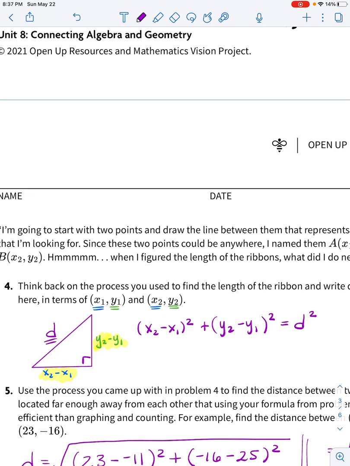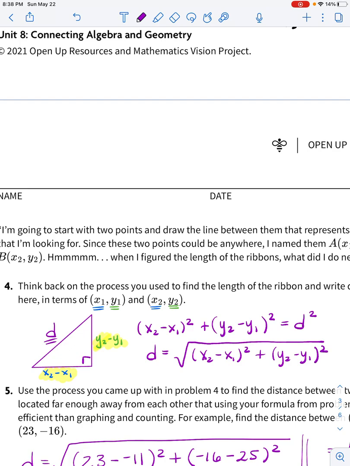And that equals d squared. Well, how do we solve for d? Well, we know we just have to take the square root of the other side. So d, or the distance, equals, this is a really long formula, but it's really just the Pythagorean theorem: the square root of (x2 minus x1) squared plus (y2 minus y1) squared.